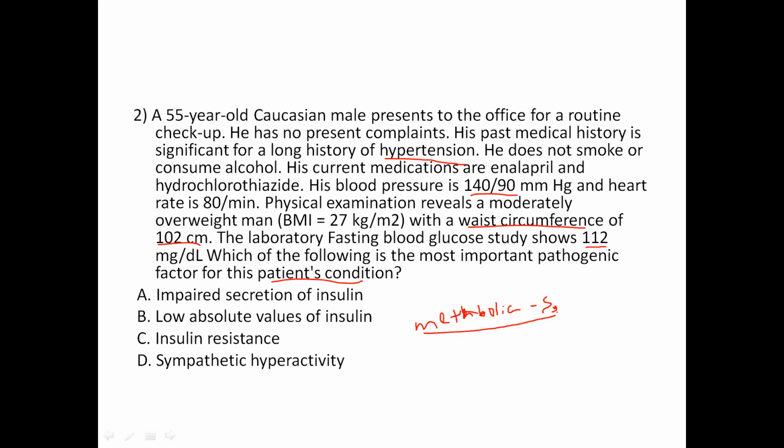We will discuss in table next slide. So this patient has metabolic syndrome, and most importantly, this patient is overweight. This question is asking you: overweight brings A, impaired secretion of insulin, B, low absolute value of insulin, C, insulin resistance, D, sympathetic hyperactivity. So the answer is, if you say insulin resistance, you are correct.